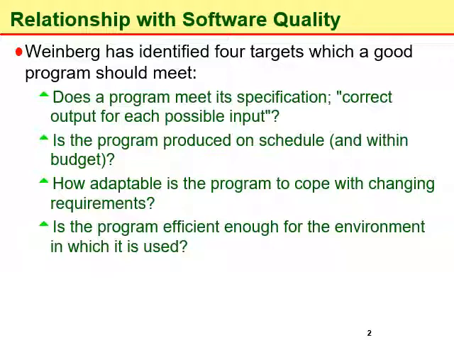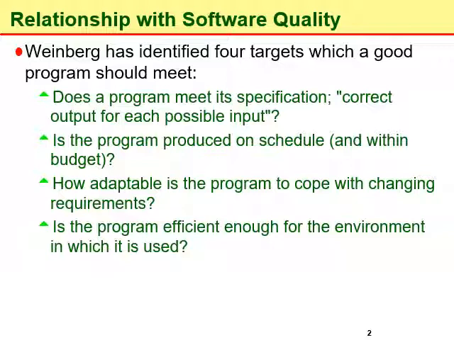Then, is the program produced on schedule and within budget? Again, the same. That is, if a product is completed under the schedule or budgetary constraints, it is assumed to be a quality product. And then, how adaptable is the program to cope with changing requirements? That is, how easy it is to modify the program or code to accommodate newly arising or changing requirements.